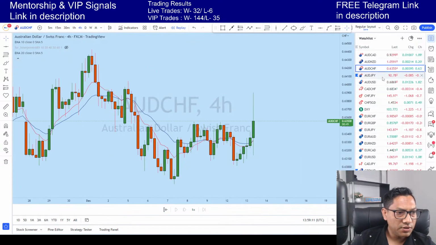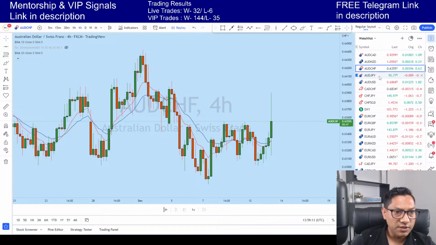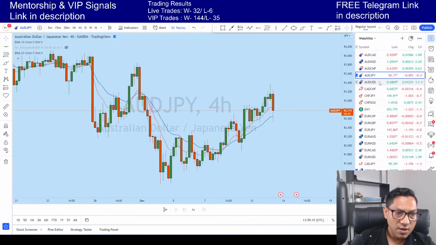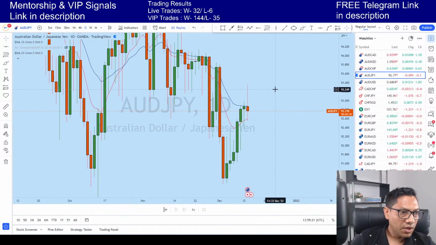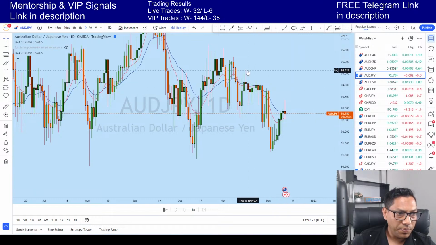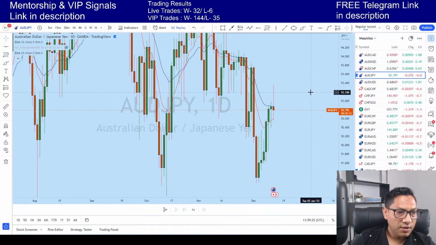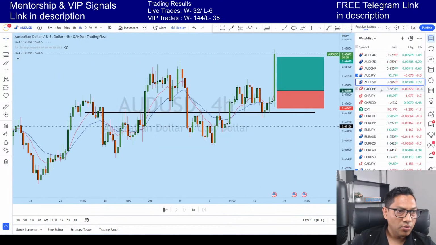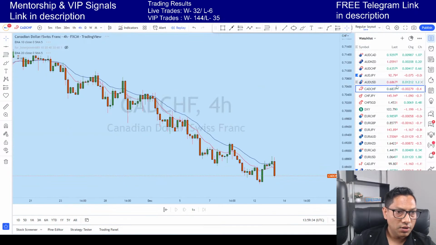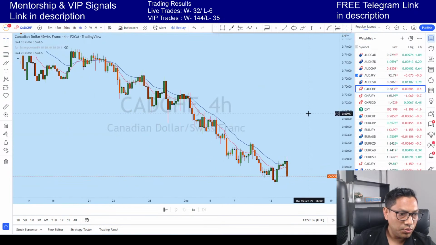So AUD pairs are very aggressively bullish now, except Aussie yen. I think that one also might go slowly. That one might be preparing for a drop, but we might see a little bit of up and down on Aussie yen, because yen is getting weaker, then stronger. So looking at all those pairs, we see that on CAD CHF.